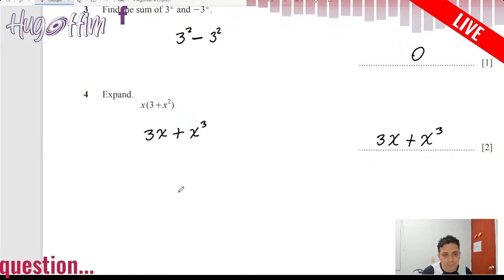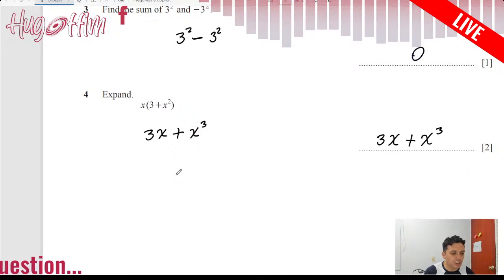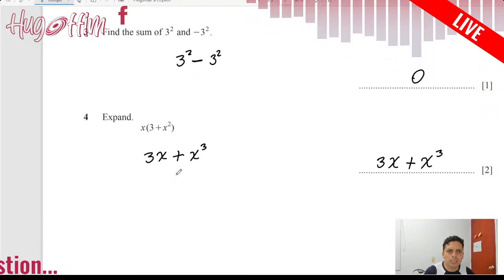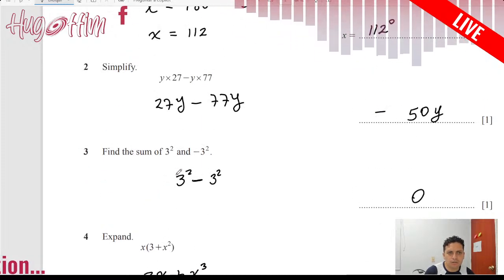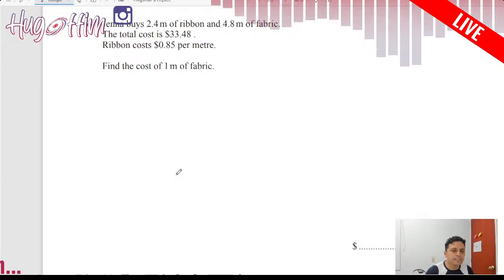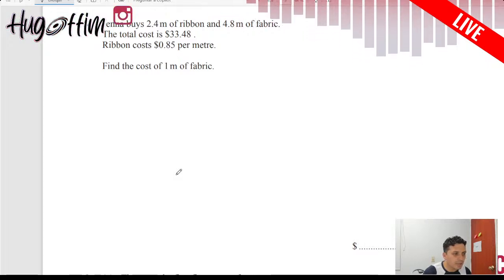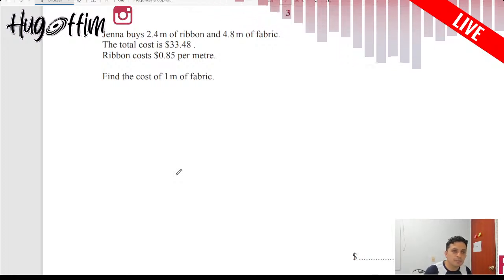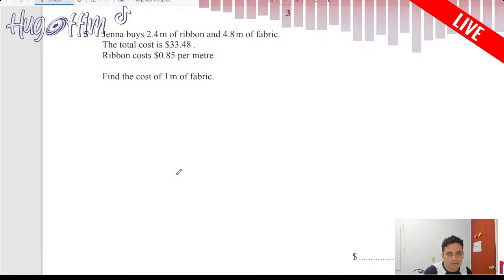Next. So now we finished the first page. It's about some geometry, some algebra. Gina buys 2.4 meters of ribbon and 4.8 meters of fabric. The total cost is $33.48. Ribbon costs $0.85 per meter. Find the cost of 1 meter of fabric.